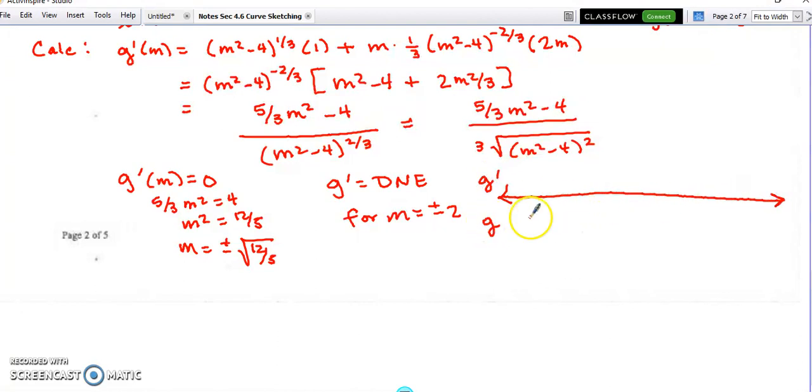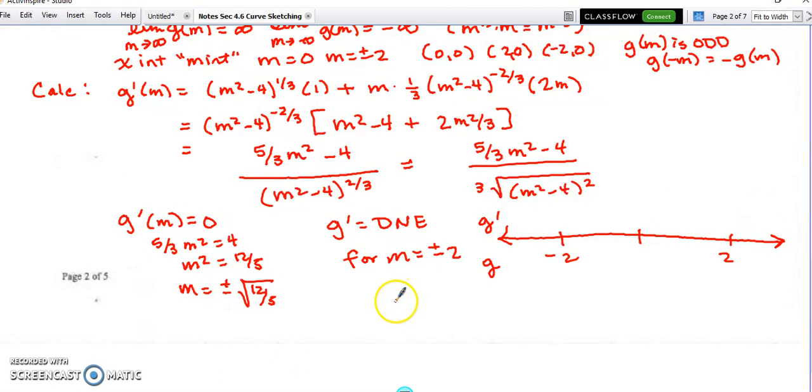So we have our g prime and our g. Let's do negative 2 and 2. Now our square root of 12/5, I would just go and get that from the calculator, just so we know approximately where those values are. It's about 1.55. So we'll just stick it right here: negative square root of 12/5 and square root of 12/5. And then just because I don't want to confuse myself, let me take that 0 out so it's not something that I'm looking at.